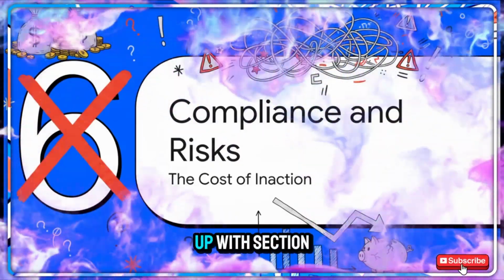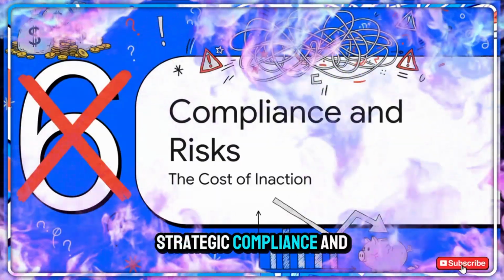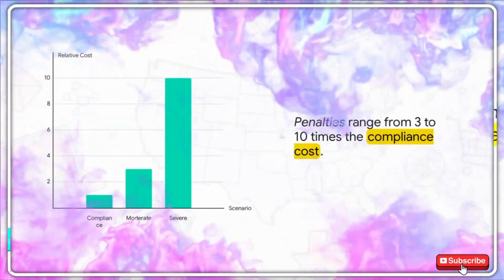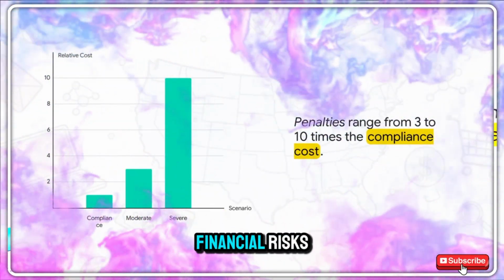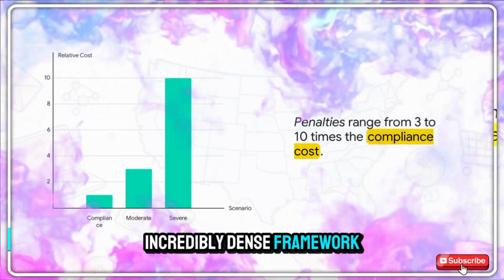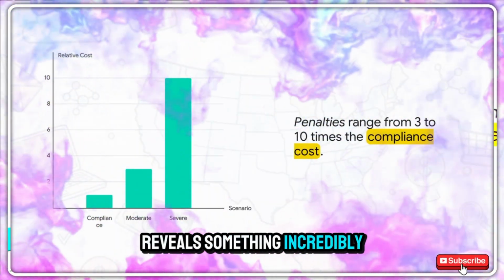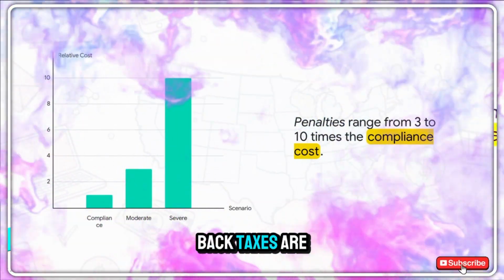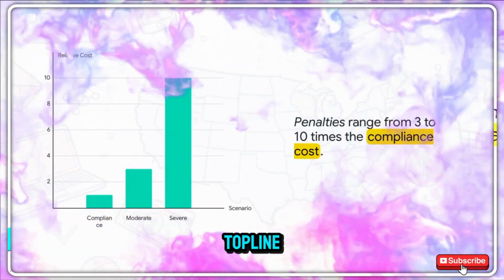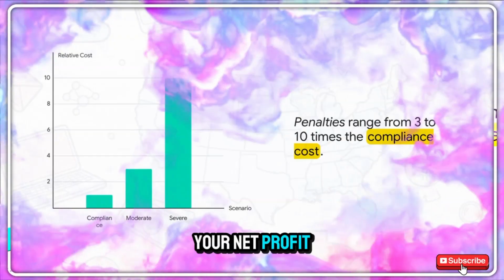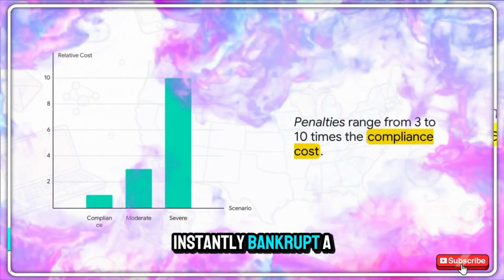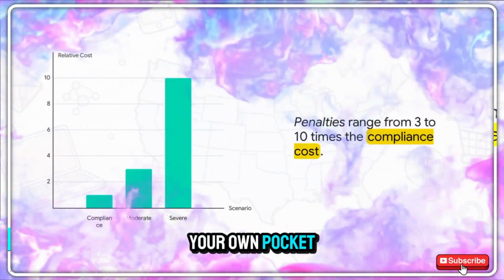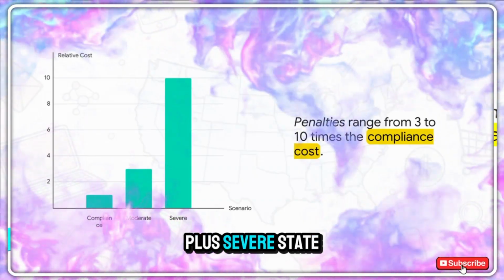Finally, let's wrap up with Section 6, Strategic Compliance and Risks, or more bluntly, the actual cost of inaction. We really need to conclude by looking at the tangible financial risks of ignoring this incredibly dense framework. The data here reveals something incredibly unforgiving about the math. If you are audited and found non-compliant, back taxes are typically assessed directly against your top-line gross revenue, not your net profit. This mechanism alone can instantly bankrupt a low-margin digital business because you are forced to pay those uncollected taxes out of your own pocket, plus compounding interest, plus severe state fines.